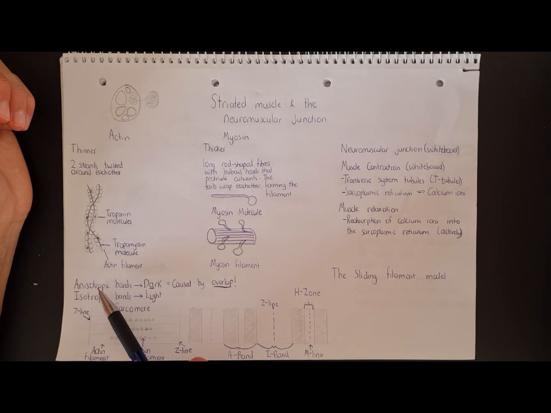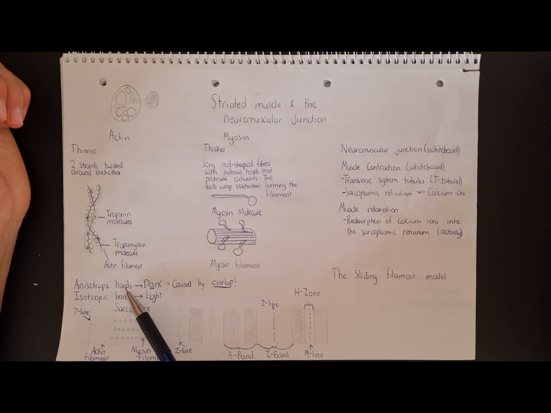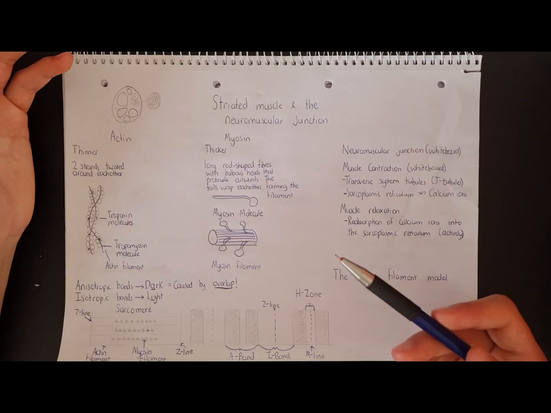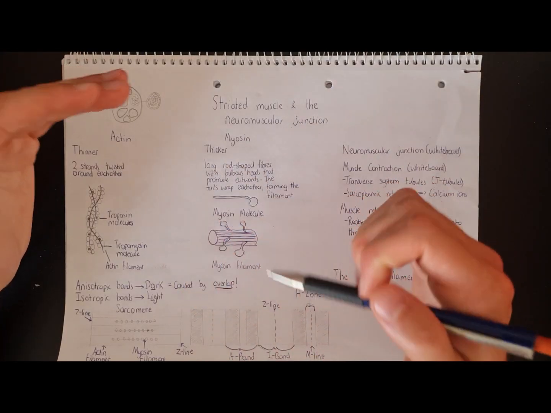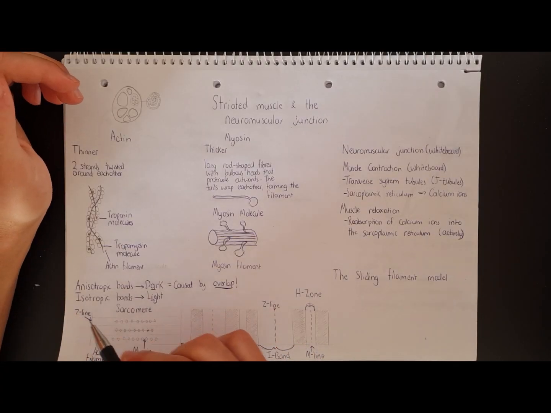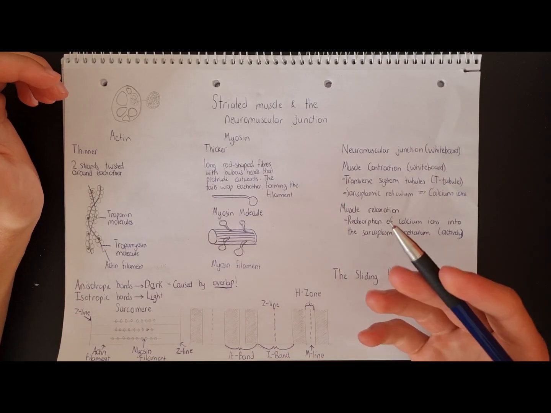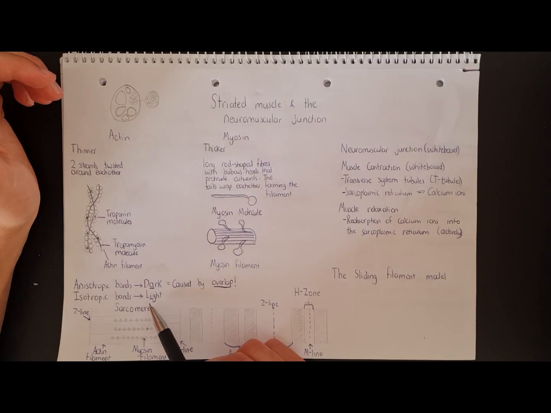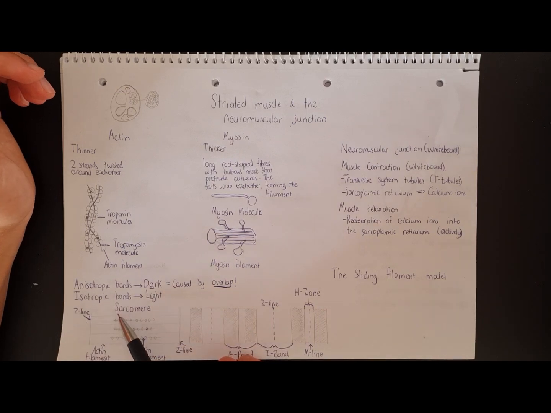Now, the anisotropic bands are those that are dark, right? And if we take a look, so dark, the second letter is A, that means it's anisotropic. And this is caused by overlap of the actin and myosin filaments. On the other hand, the isotropic bands are the lighter regions, and we can see here in the word light, the second letter is I, so it's isotropic.